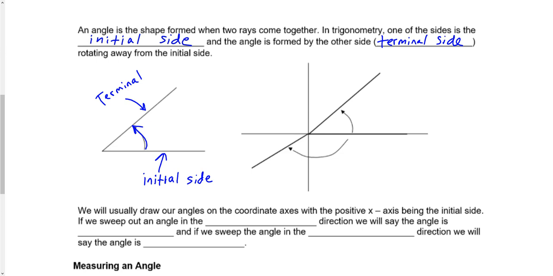So down here at the bottom it says we're usually going to draw angles on the coordinate axis. So if you notice, now we've got the x and y axis. Anytime we're asked to draw an angle on the x and y axis, the initial side is the x-axis on the right side. That's where we always start from on graph paper.